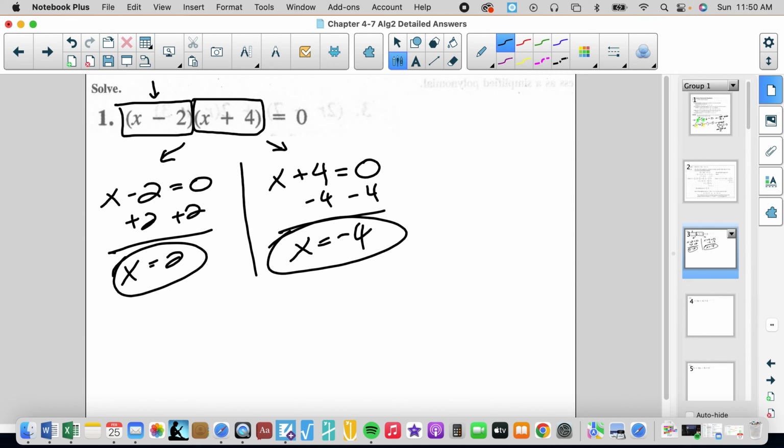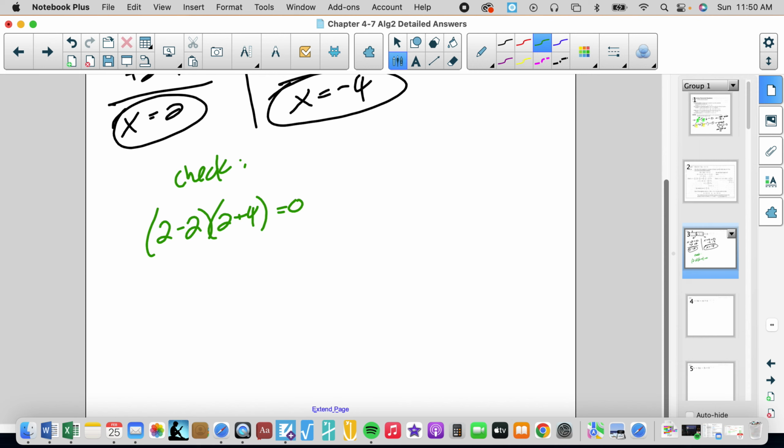And you say, well, you can't have both of them. No, it's one or the other. And the way we check it, we'll do this just for this one. Let's put 2 in for x. Does it make it true? Well, 2 minus 2 is 0. 2 plus 4 is 6. 0 times 6 is 0. Yes, so that is a solution.